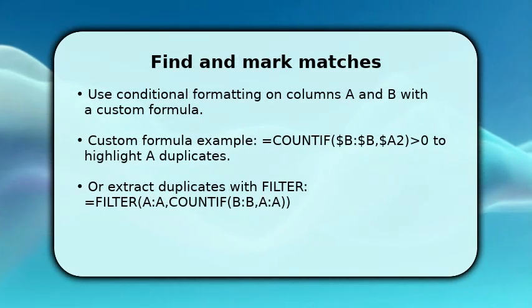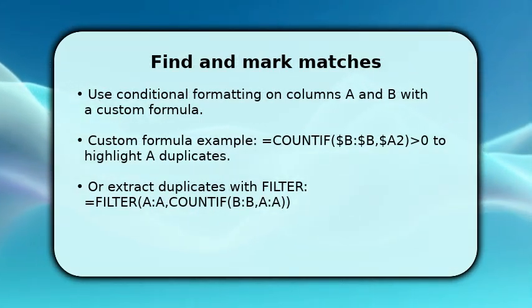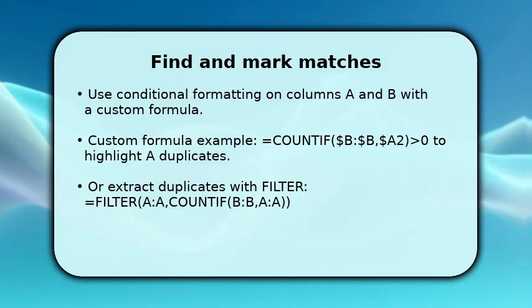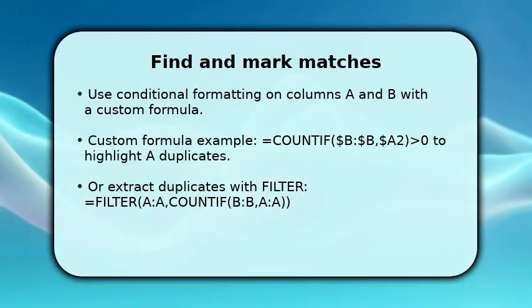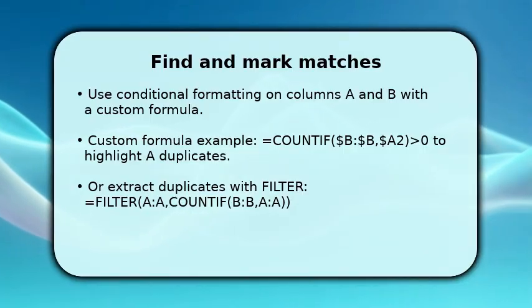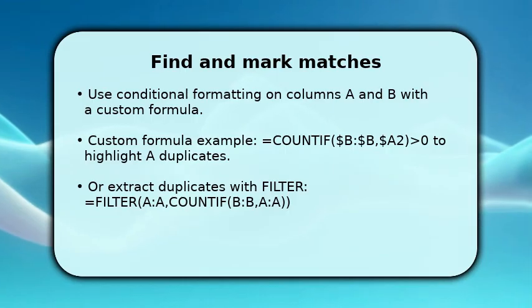Once your helper flags are visible, apply conditional formatting to visually mark duplicates. Select column A, choose custom formula, and enter =COUNTIF($B:$B, $A2)>0, pick a highlight color and apply. Do the reverse for column B if needed.